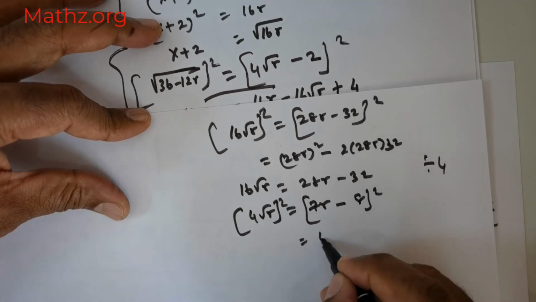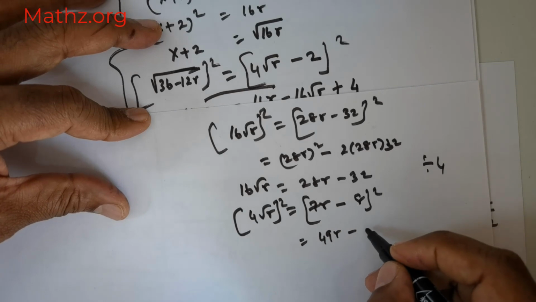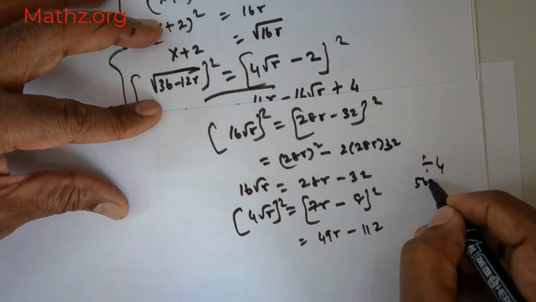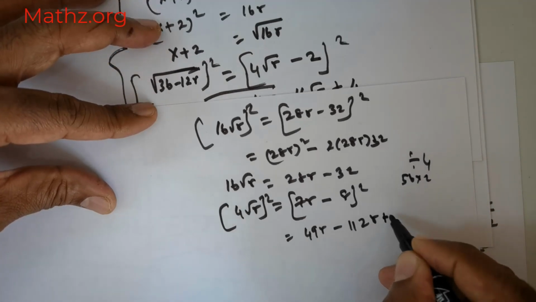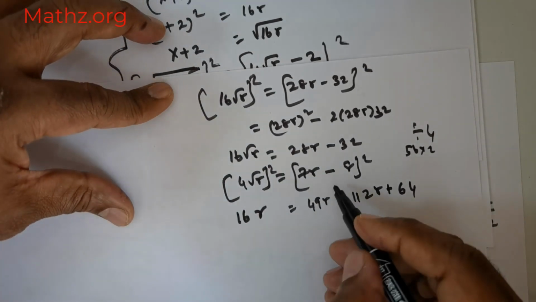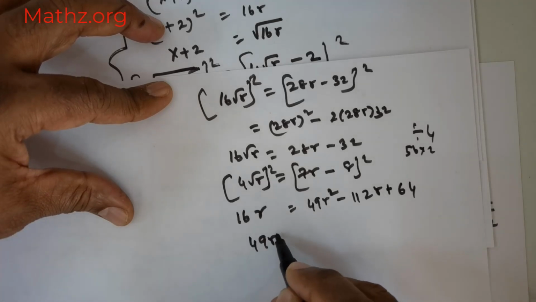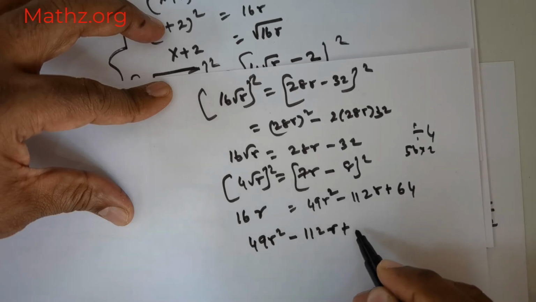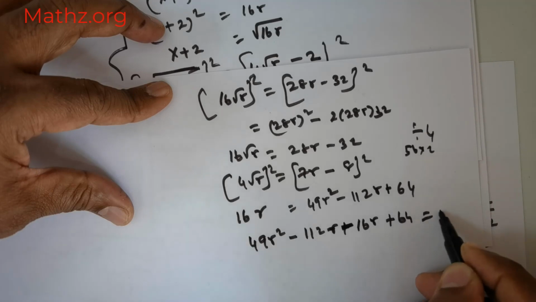So I get 7 squared 49r, 7 times 8 is 56. 56 into 2: 6 2s are 12, 5 2s are 10, 11r, positive 64. On this end I get 16 into r, so that's fine. Now this is r squared, so we are getting a quadratic: 49r squared minus 112r, followed by minus 16r plus 64, is equal to 0.